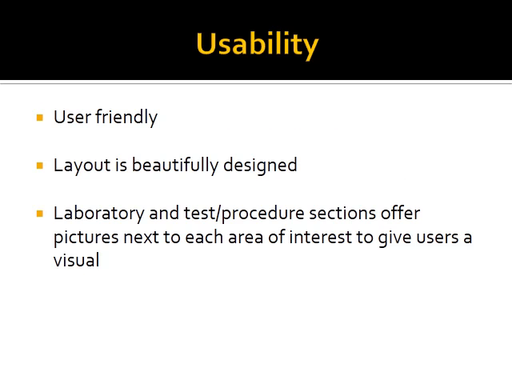Smart Medical Reference is an application that is user-friendly, making it easy for anyone to use. The layout is formatted beautifully, which allows users to have well-organized information. One of the great features of this application is that in the laboratory section and test procedure section, there are small pictures next to each area, which gives a nice visual of what a user can click on. For example, in the test procedure section, you can search by systems. Next to the cardiovascular section, there is a picture of a heart. An image of this will be shown in a later slide.